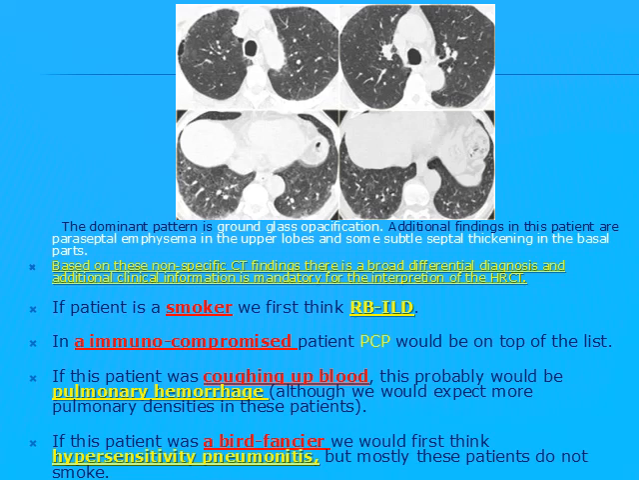If the patient is a bird breeder or a farmer, you should think first of hypersensitivity pneumonitis, especially if there are centrilobular ground glass opacities. Okay? The disease number 4.